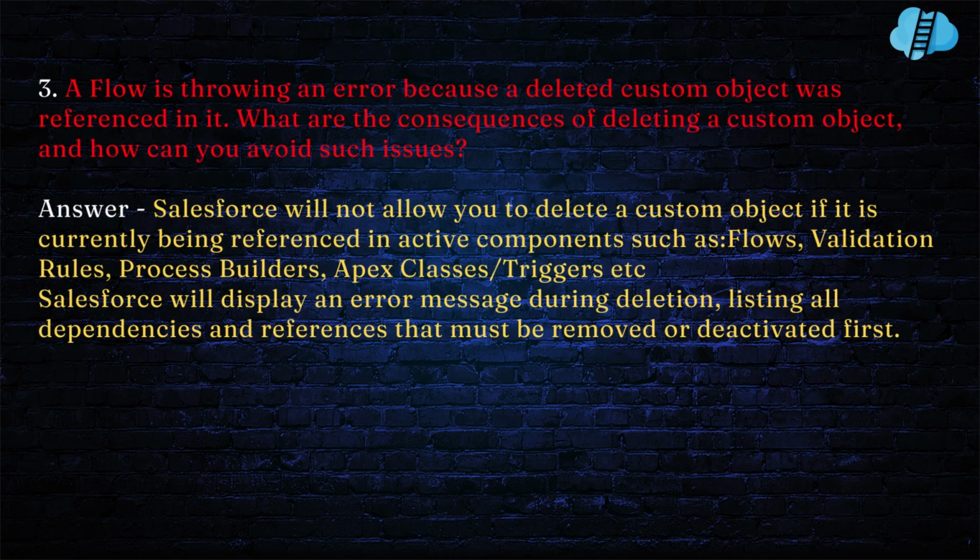3. A flow is throwing an error because a deleted custom object was referenced in it. What are the consequences of deleting a custom object, and how can you avoid such issues? Answer. Salesforce will not allow you to delete a custom object if it is currently being referenced in active components such as flows, validation rules, process builders, Apex classes, triggers, etc. Salesforce will display an error message during deletion, listing all dependencies and references that must be removed or deactivated first.